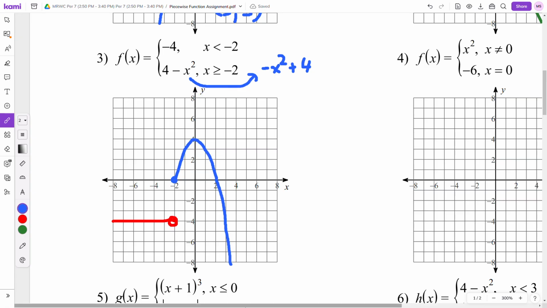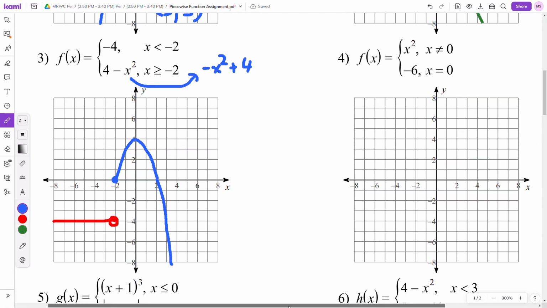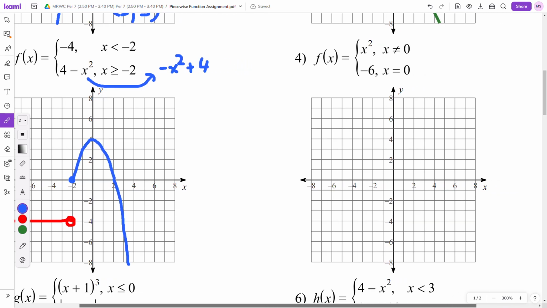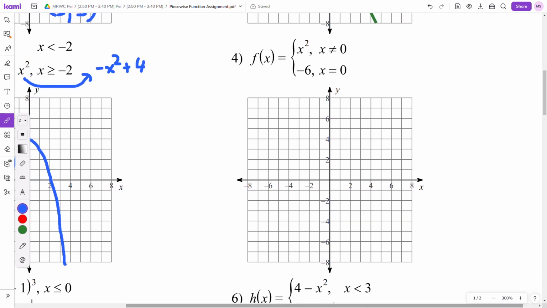Ready for number 4? Yep. Fantastic. Let's go. Number 4, please try to work it out. Pause the video. Thank you very much. Here we go. F of x is x squared when x is not 0. Otherwise, it's negative 6. So negative 6 is just this point right here when it's 0. So 0, negative 6. Other than that, it's a parabola.